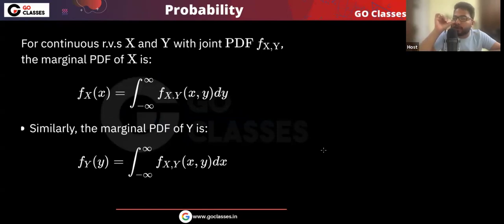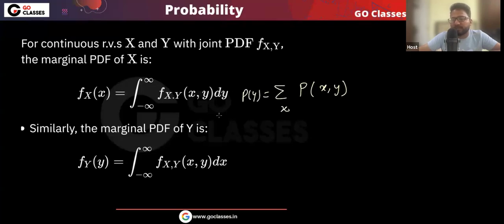And also, if you want to calculate the marginal PDF, then in case of discrete, what we used to do, let's suppose PXY is given, and you just want to find PY, then you sum over all the values of X, and it will be PY, right? Similarly, if you want to find fx, then you integrate over all the values of y. And if you want to find fy, then you eliminate x, which means you integrate over all the values of x.